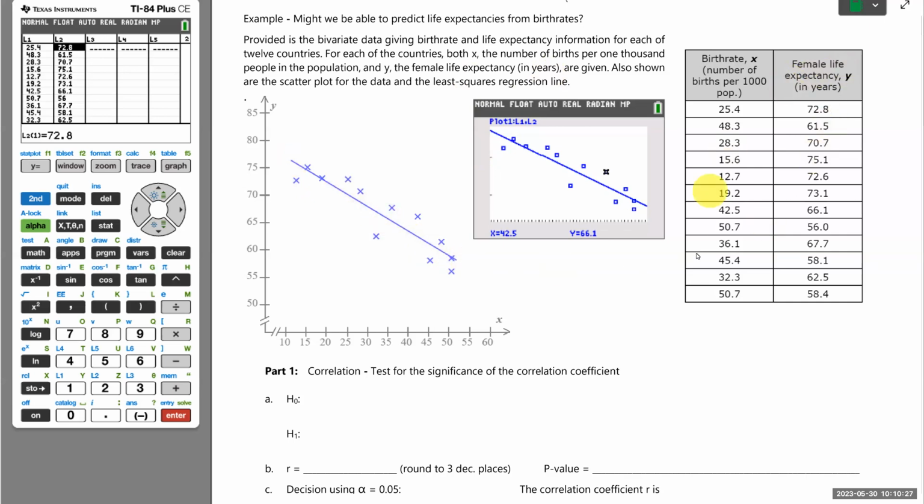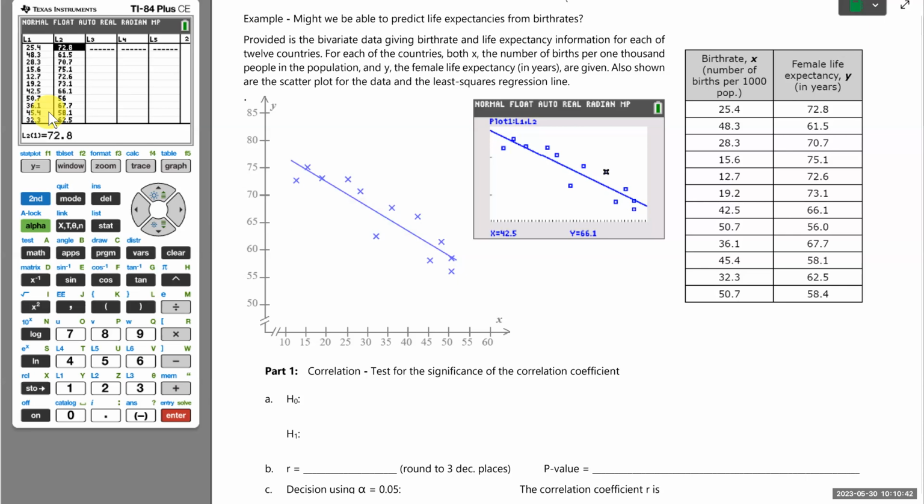All right, so the first step would be to enter that data into our calculator, L1, L2. So I've done that already. If you wanted to pause the video and enter that data, and then we pick up from there.